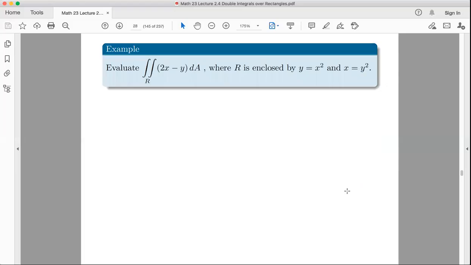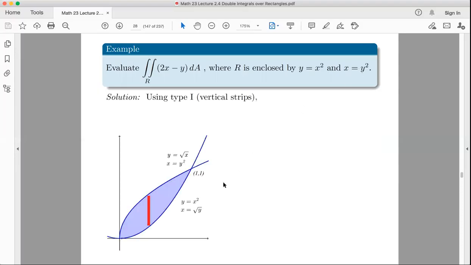So let's have an example. Let's evaluate the value of this double integral of 2x minus y over the region R, where R is enclosed by these two parabolas. Take note that when you make a sketch, the region that we get is given by this figure here. So the lower curve is given by y equals x squared, and the upper curve is your x equals y squared. Okay?